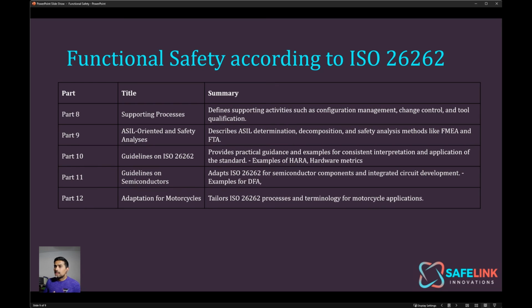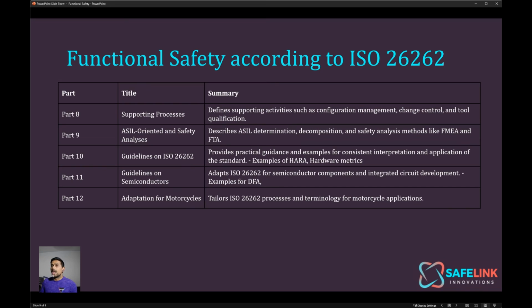Part 9 is ASIL oriented and safety analysis. It provides some tips and techniques into how safety analysis like FMEA and FTA can be performed. It also talks about how FMEA and FTA can be combined. Part 10, again, is more supporting on the technical processes. It provides examples of how HARA can be performed, how hardware metrics, PMHF, SPFM, LFM can be calculated.